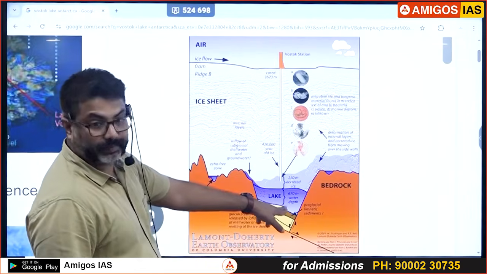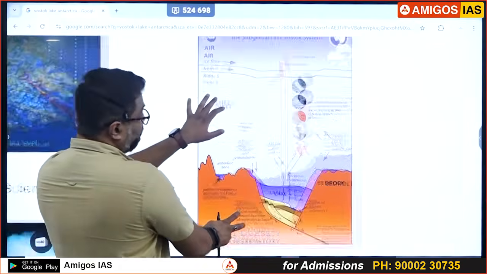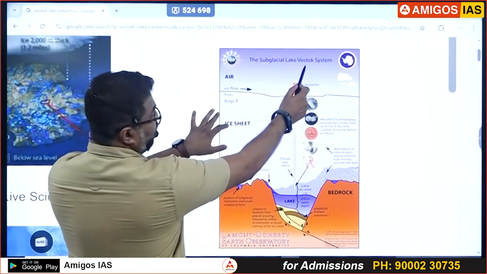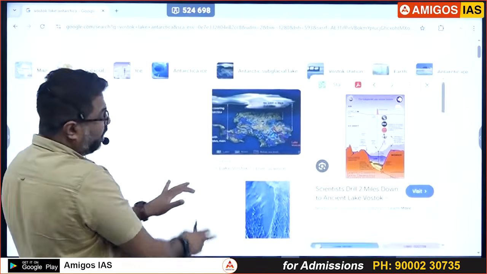So this is the lake, Vostok. This is the largest lake of its kind. See, they have given the subglacial Vostok system. Vostok is a subglacial lake.